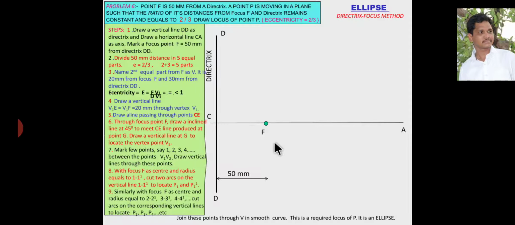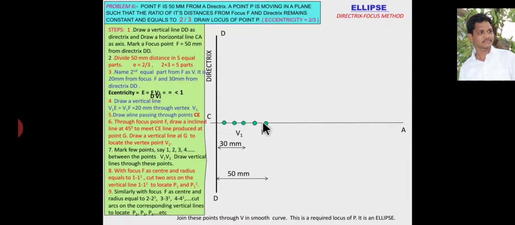Now divide this CF line, that is a 50 mm line, into 5 equal parts, because here the eccentricity equals 2 by 3. So the sum of numerator and denominator is 2 plus 3 equals 5 parts. So you have to divide this CF line into 5 equal parts. That means 50 by 5 equals 10, 10, 10. So I divided this CF line into 5 equal parts, that is 10 mm each.